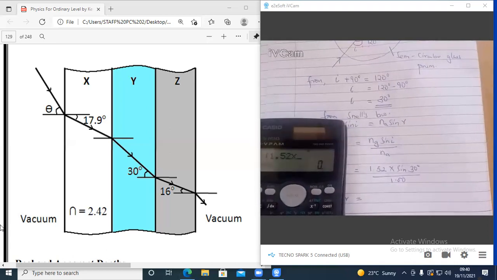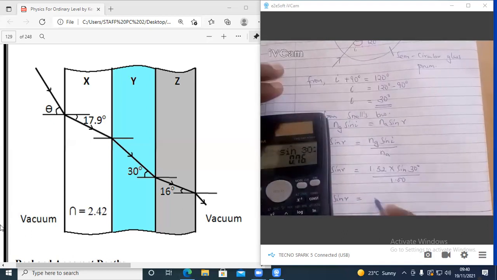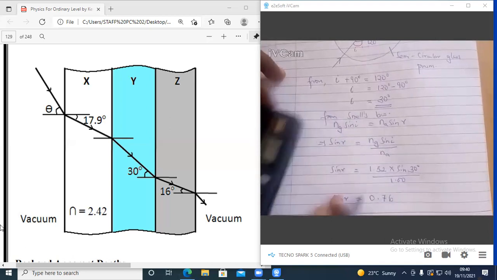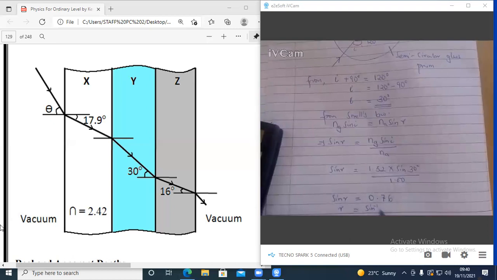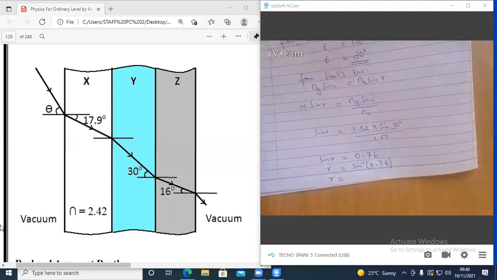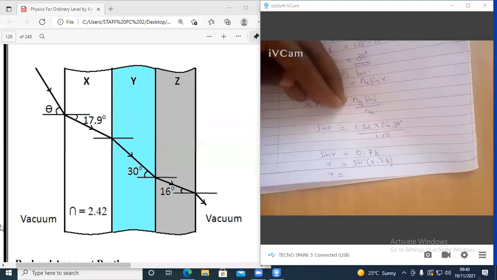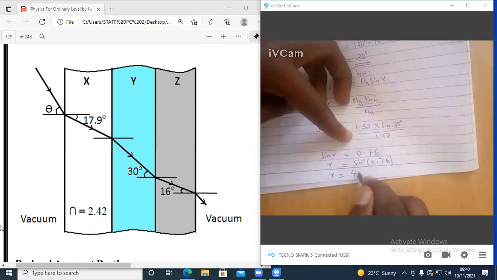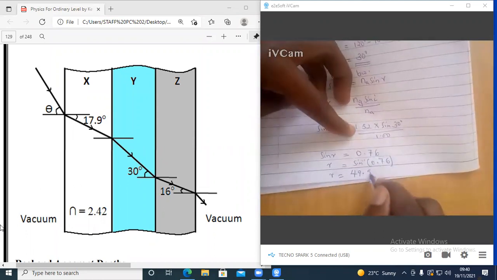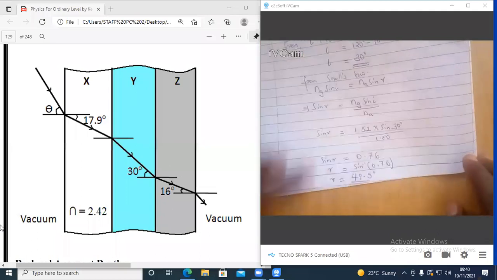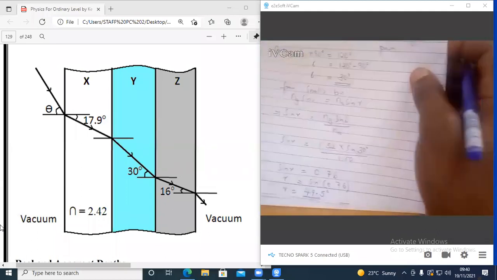So sine R equals 1.52 times sine of 30 degrees. We get 0.76. So R is equal to the arc sine of 0.76. What have you got, members? What is R? 49.5. Good. 49.5 degrees. But we want angle X.